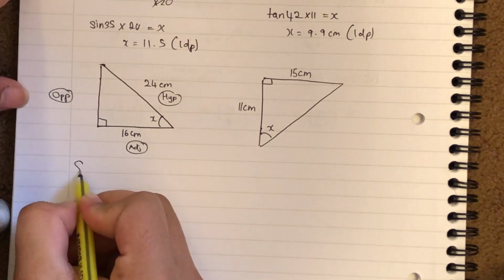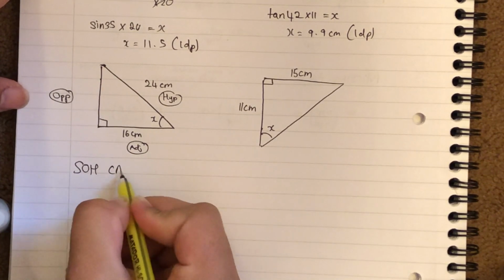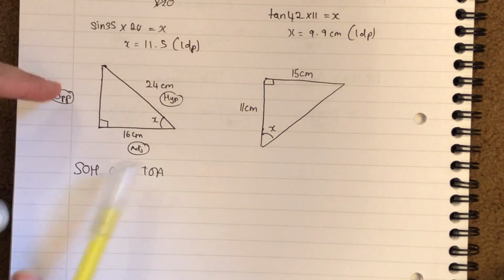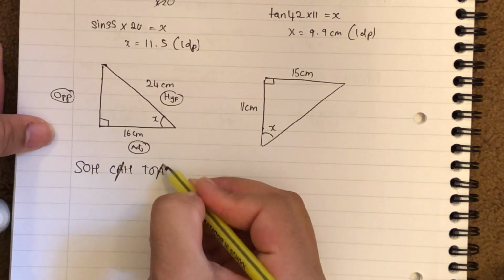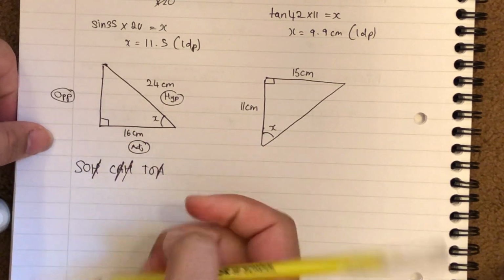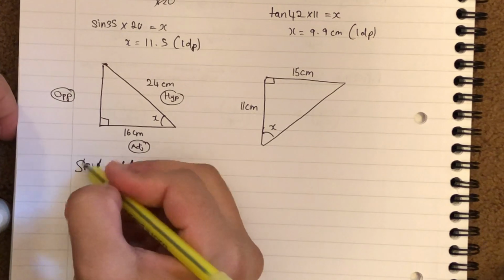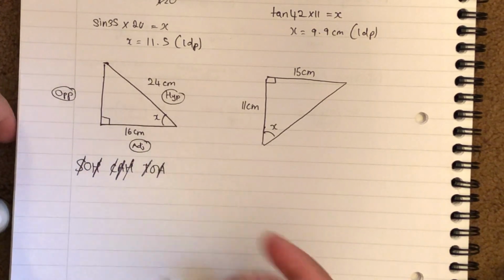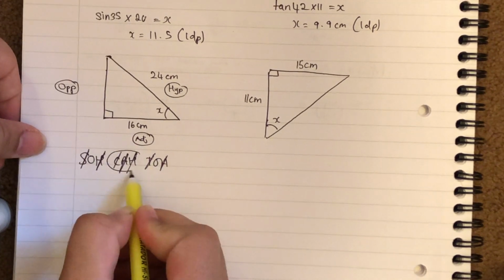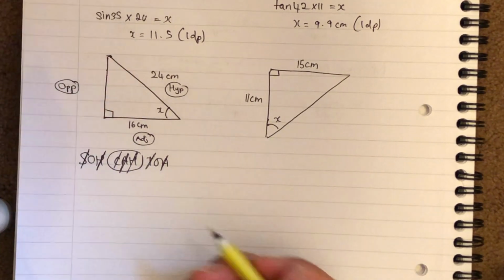Now I'm going to write down SOH CAH TOA, and I'm going to cross off what I've been given. I've been given my adjacent, so I cross off the A's. I've been given my hypotenuse, so I cross off the H's. Now I need to work out the angle, so I'm going to cross off S, C, and T. Now the one that's fully been crossed out is CAH. What does CAH stand for when I'm working out a missing angle?